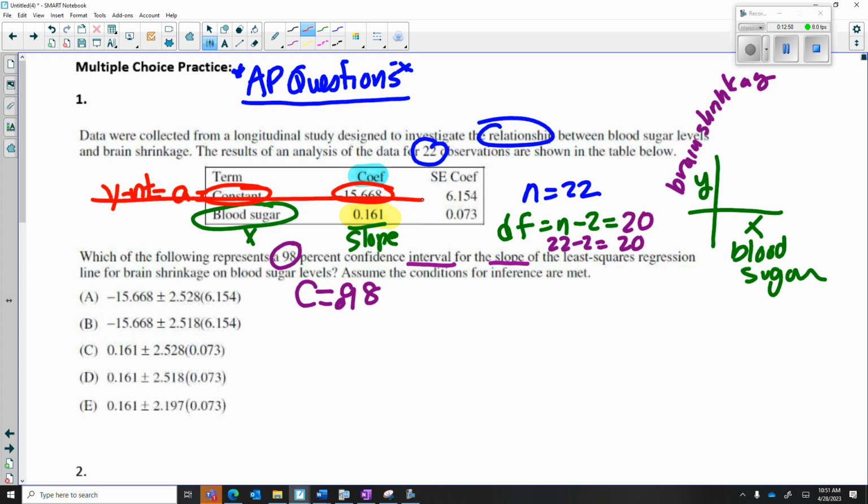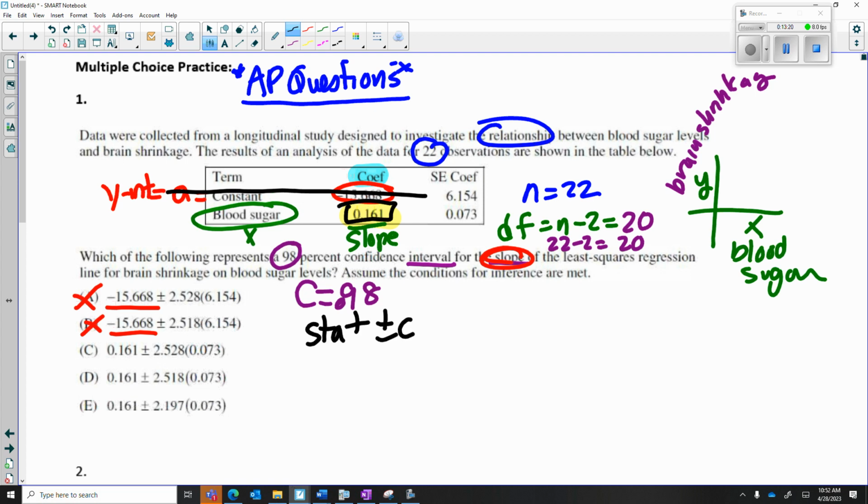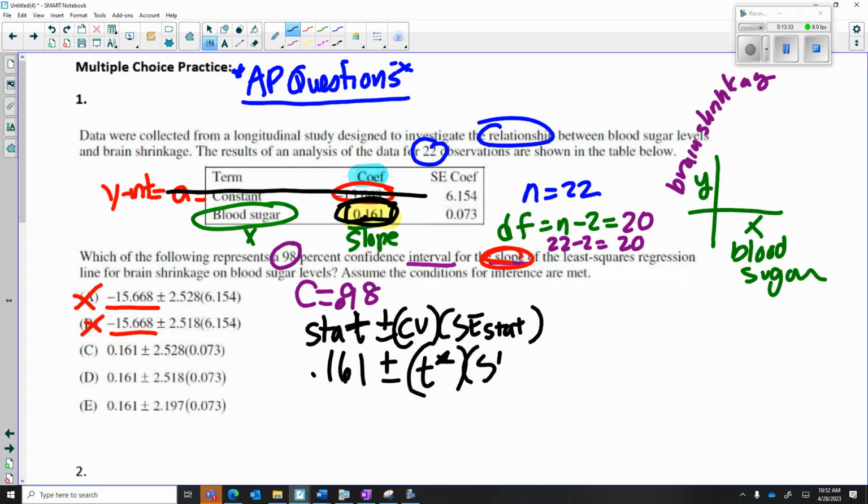So anything involving the 15.668 is out, because that's the y-intercept. We want a confidence interval for the slope, so you really don't care about the y-intercept at all. All you care about is this number, 0.161. So the formula is statistic plus or minus critical value times standard error of the statistic. The statistic in this case is the sample slope, right here, 0.161, plus or minus t star times standard error of that slope.